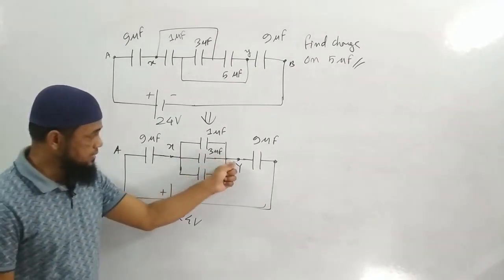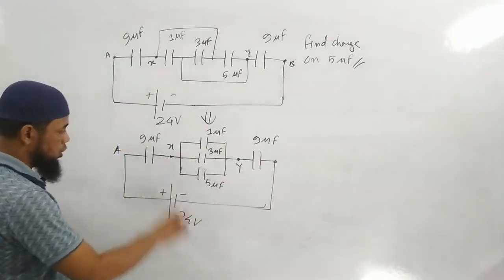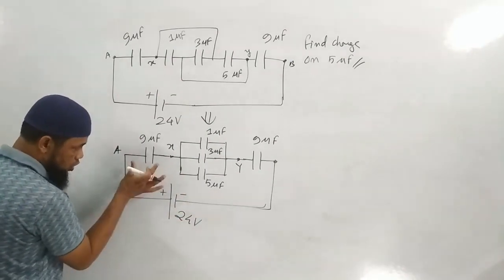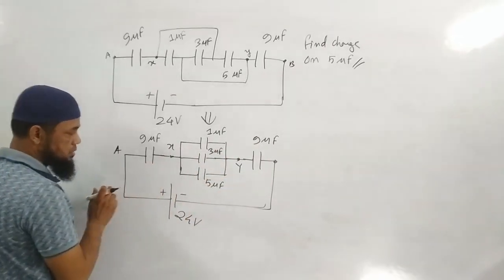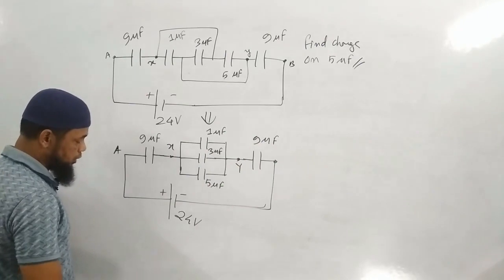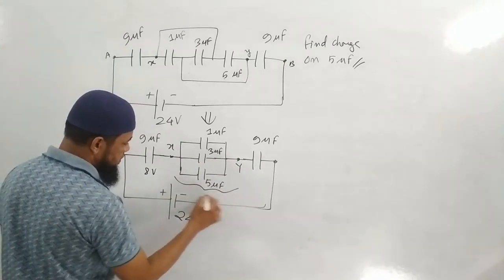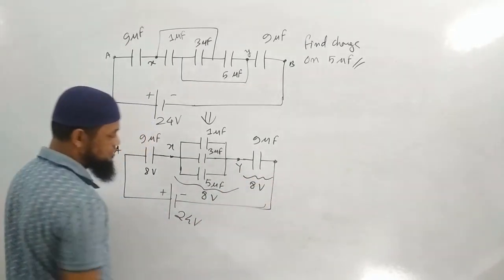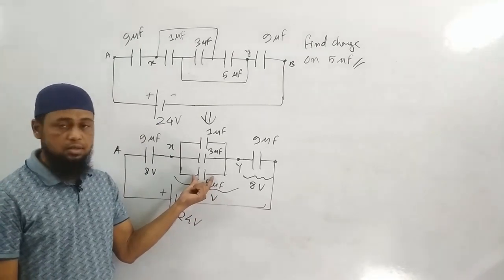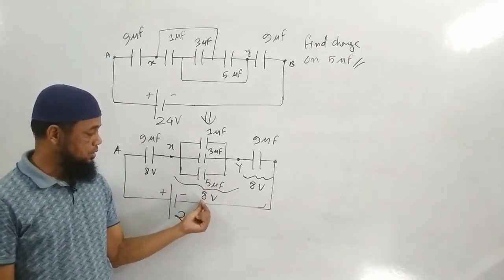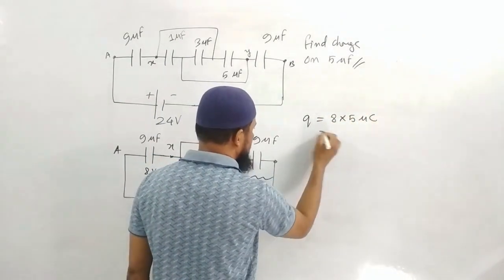Now between X and Y, what is the equivalent capacitance? 9 here, 9 here, 9. So all capacitances are in the same ratio, 1:1:1, so the potential drops will also be 1:1:1. That is, between these two points the potential drop is 8 volt, and between the other two points it is also 8 volt. So the potential drop between X and Y is 8 volt. The charge on the 5 microfarad is 8 into 5, which is 40 microcoulomb.